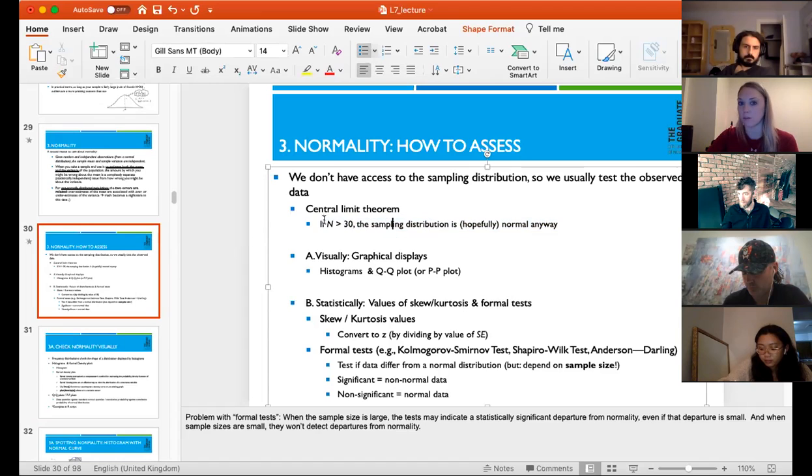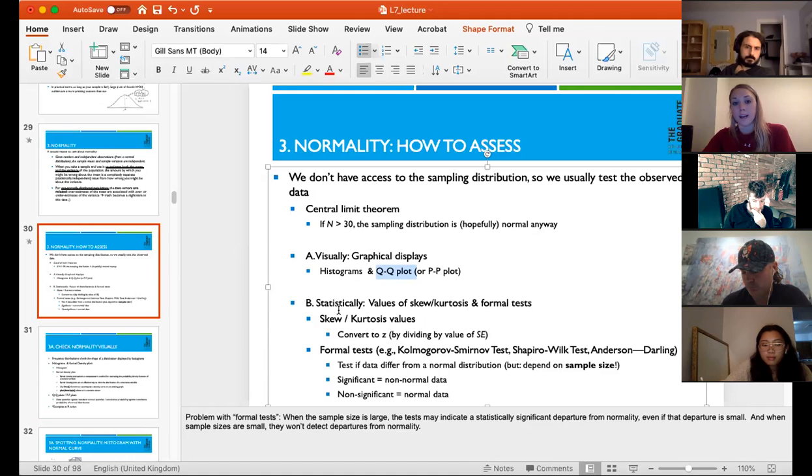So very first rule, if your N is equal to or greater than 30, we're just going to assume the sampling distribution is normal. Then we can also visually look at this. So we can plot the histogram of the actual data and a QQ plot, which is going to plot those residuals that I was talking about. And I'll show you that in just a second.